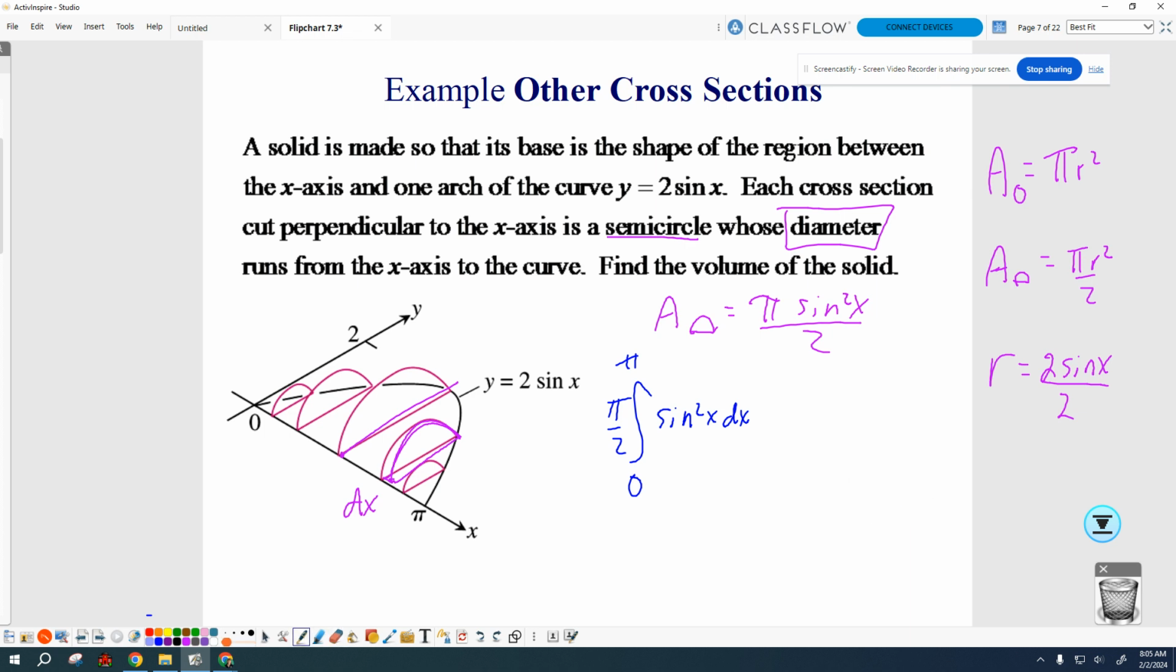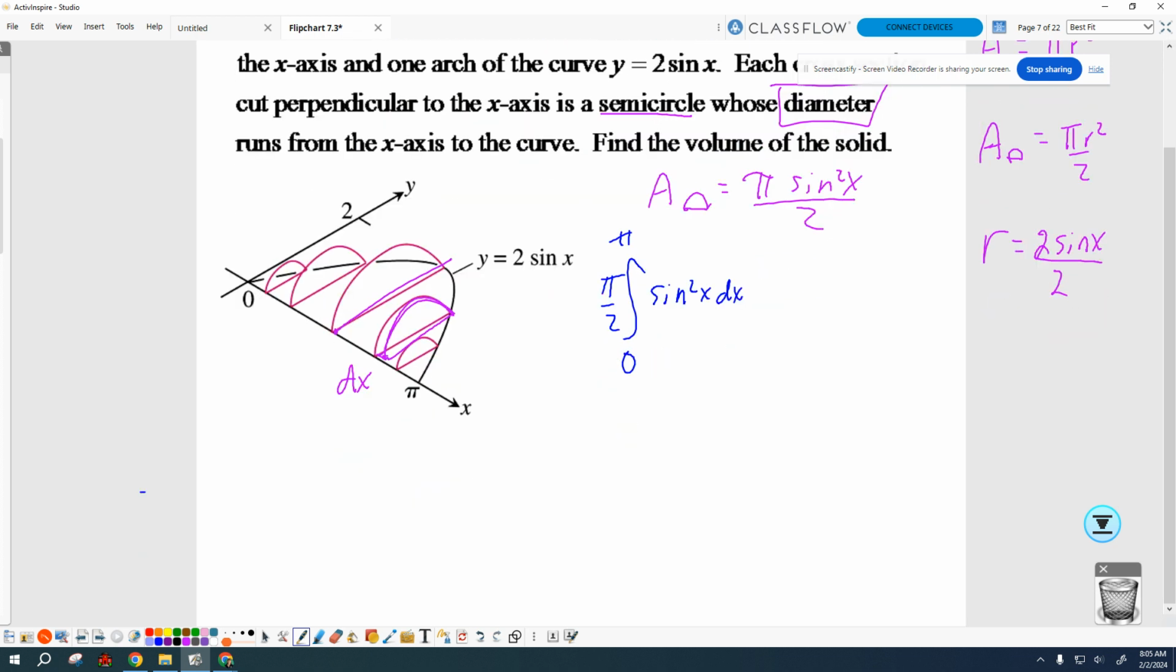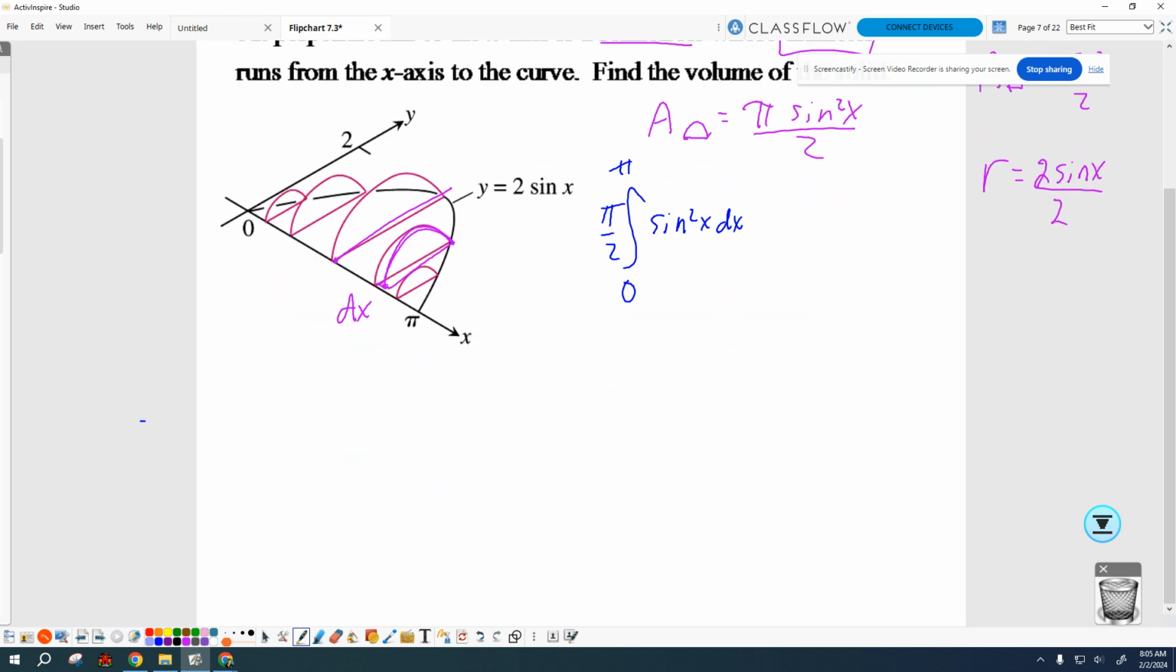Do you guys think you can do the pre-calc identity trick? Because I cannot integrate sine squared, but I can integrate cosine 2x. There were 3 different identities. What is the one that I should use for this?